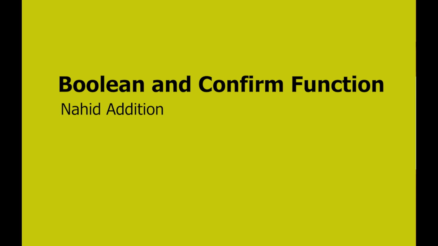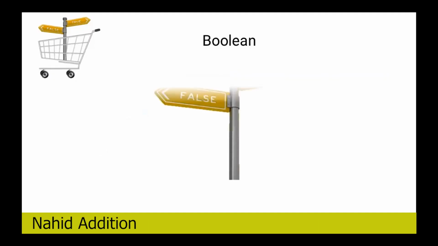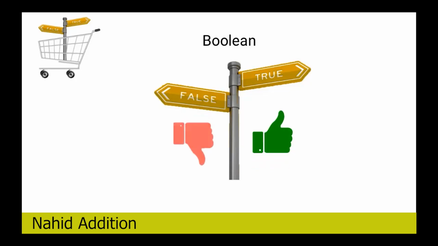Hi there. Another data type in JavaScript is called Boolean. This data type is known as a logical data type because it stores logical values. For Boolean, there can be only two logical values, true or false.